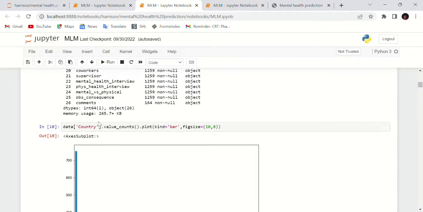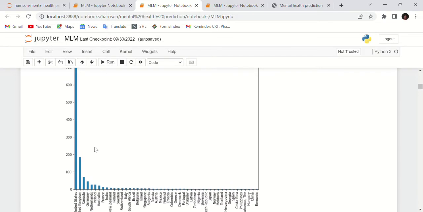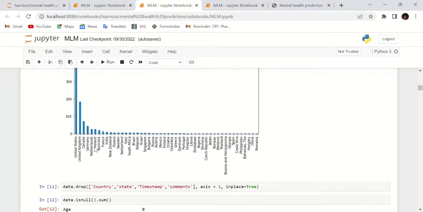First, removing unnecessary columns. The below picture shows the distribution of countries. Since the countries are not evenly distributed, keeping this column will induce bias in our model. So we will be removing country and state columns. We will also remove timestamp and comments columns as they do not contribute to provide relevant information.